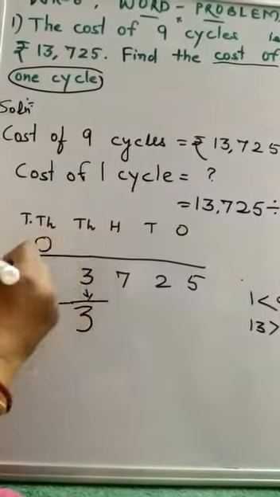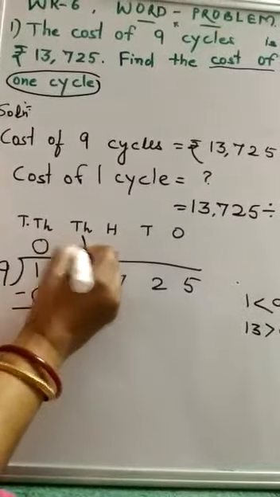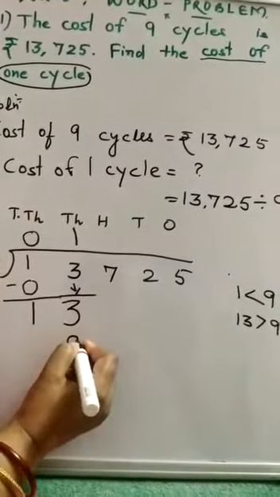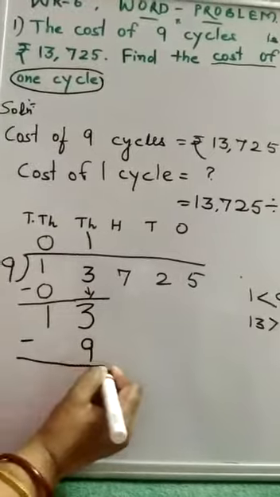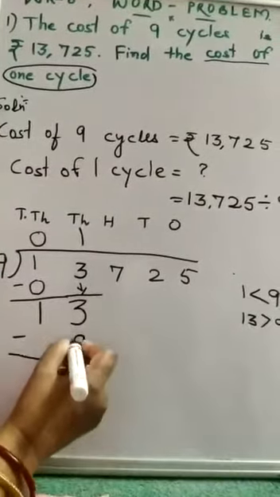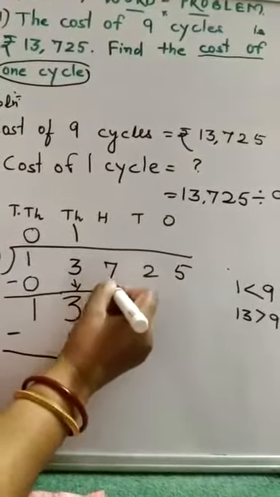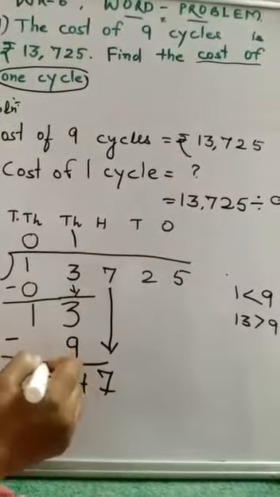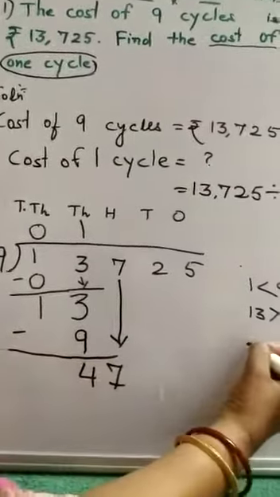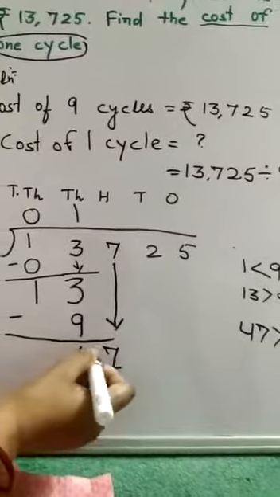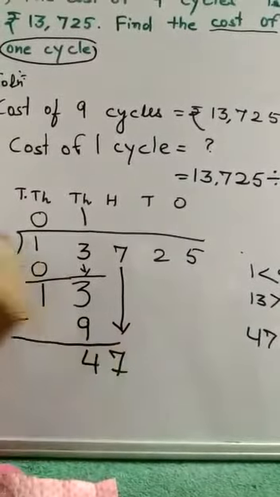1 times 9, I will write 1 in the thousands place in the quotient. 1 times 9 is 9. So I will subtract 13 minus 9. It is 4. Now I will put down this 7 along with the 4, so it is 47. Here you see that 47 is more than 9. This is 4,700, which will be divided by 9.